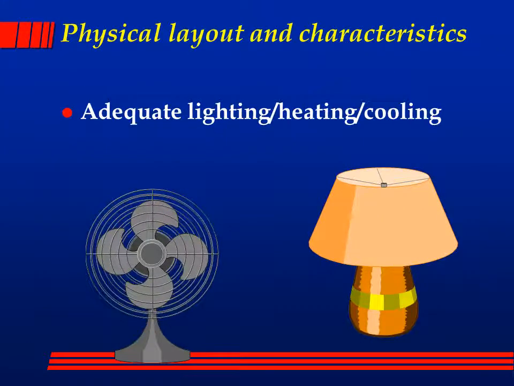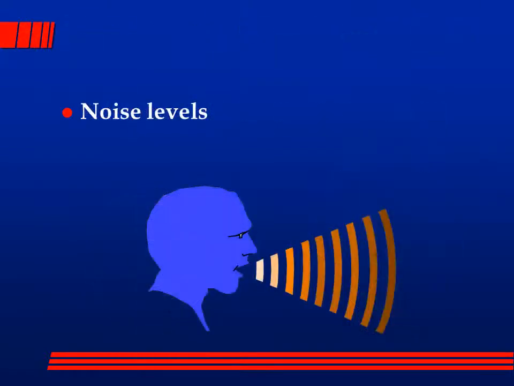Things that you want to consider. Well, you want to consider the physical layout of the classroom. Is it comfortable? Is it a good place to be? Is the temperature regulated? Is there adequate lighting? Is there fresh air? Are the noise levels conducive to kids learning?